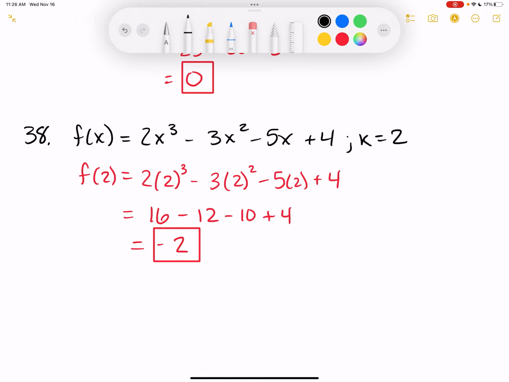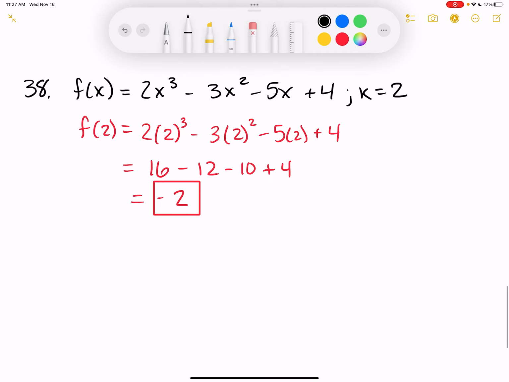The last thing in this section says to use synthetic division to decide whether the given number k is a 0 of the polynomial function. If you get a remainder of 0 when we do synthetic division, it is a 0. If not, then it's not. The rest of the instruction says if it's not, give the value for f of k, so basically find what the remainder is. That's all you have to do, just combining everything essentially.